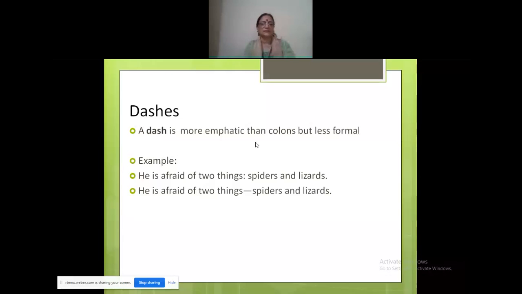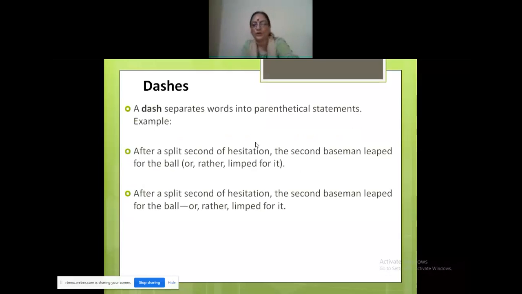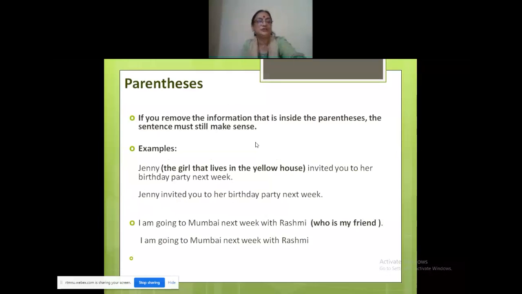So commas, parenthesis, dash and colon. Each one, generally we can say, but specific features, they may not be replaceable at all times. Like in this situation, you cannot put the comma here. You just cannot. But in this situation, Jenny, you can put the comma there and you can put the dash also there. Okay?